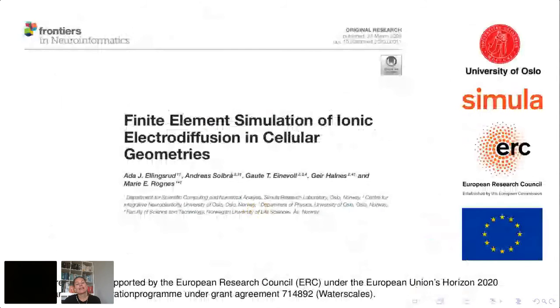The work I presented here today is done in collaboration with Andreas Solbro, Gaute Einevold, Geir Halnes, and Marie Rognes. And it is also summarized in this paper published in Frontiers in Neuroinformatics. And moreover, the source code is free and openly available and published online. And you can also find a link to the code in this paper if you would like to check it out. Thank you so much for your attention.